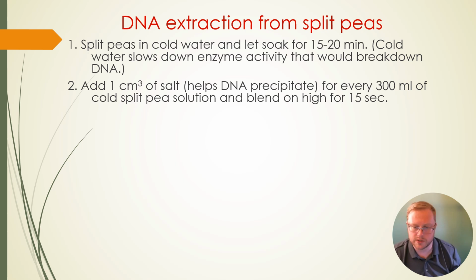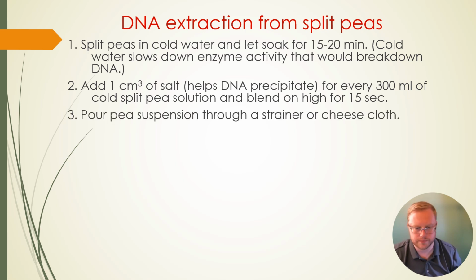If you have 600 milliliters, then you would use 2 cubic centimeters of salt. You're going to pour the suspension through a strainer or through a cheesecloth. So this big solution of split pea, pour it through this strainer, and you'll get a little bit of green liquid at the end of that.